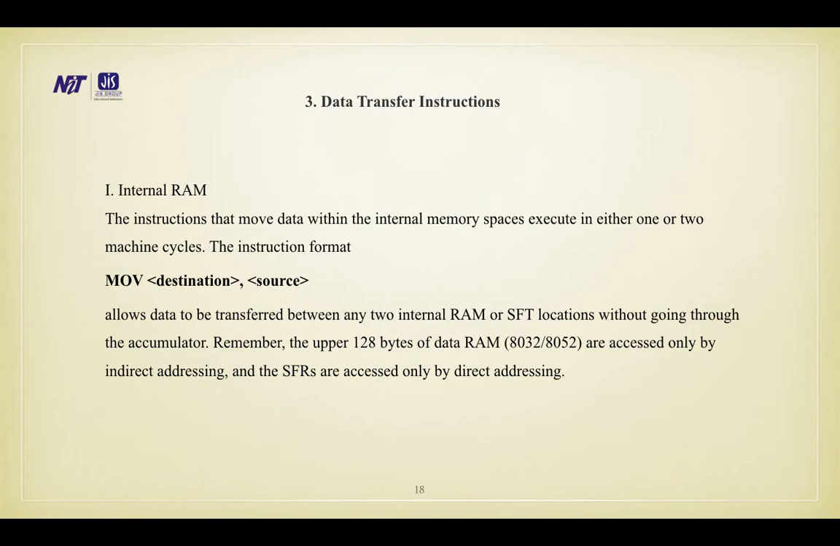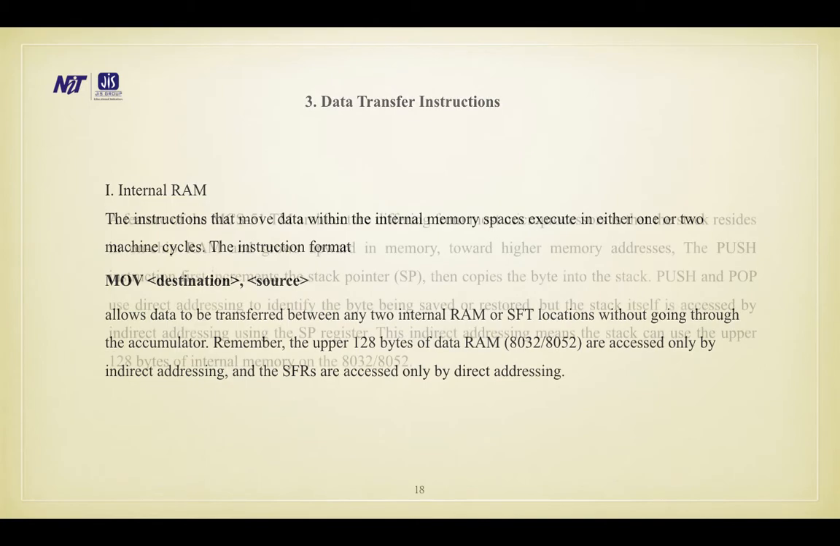Internal RAM. The instructions that move data within the internal memory space execute in either 1 or 2 machine cycles. The instruction format is MOV destination, source. It allows data to be transferred between any two internal RAM or SFR locations without going through the accumulator. Remember, the upper 128 bytes of data RAM on the 8032 and 8052 are accessed only by indirect addressing, and the SFRs are accessed only by direct addressing.